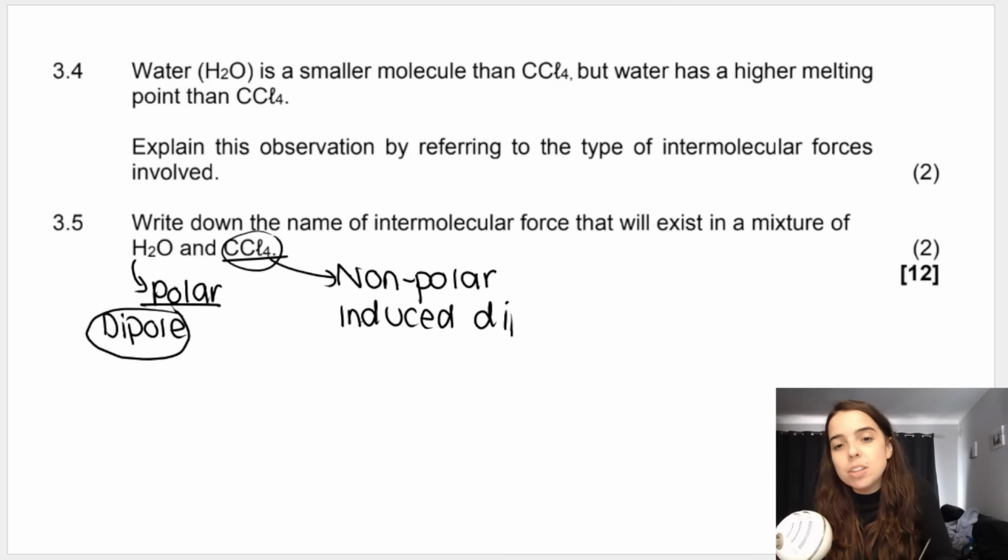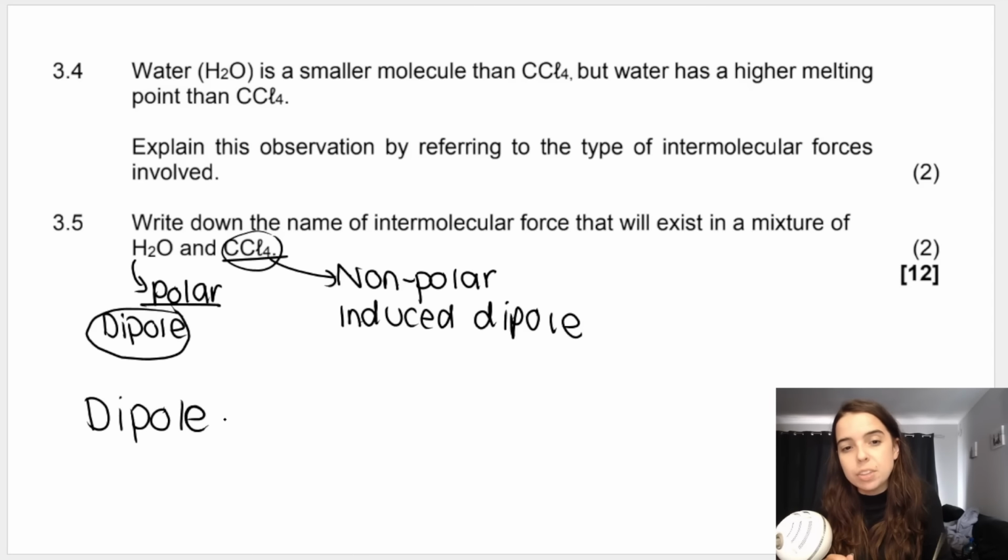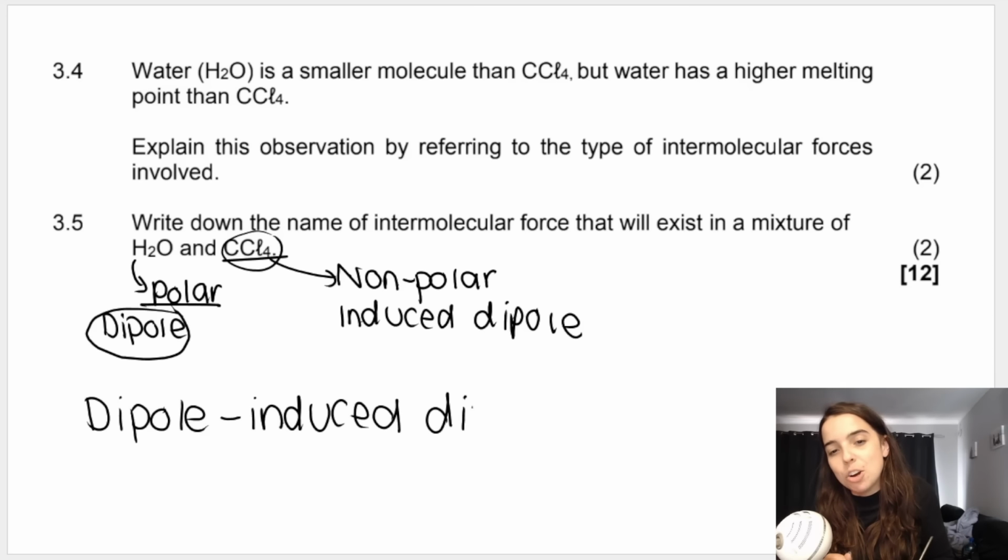I did make a video on this. So go check out the links below if you need more explanation. If you think polar, you must think dipole. If you think non-polar, you must think induced dipole. So the force is dipole, induced dipole. Okay, I hope that makes sense.